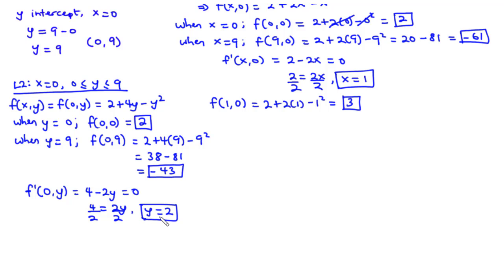Then we put this value inside the function, so that we have f(0, 2), and that's equal to 2 plus 4 times y, so 4 times 2, minus 2 squared. 2 plus 8 is 10. 10 minus 4 is 6. So we have this to be 6. Now let's move on to line 3.